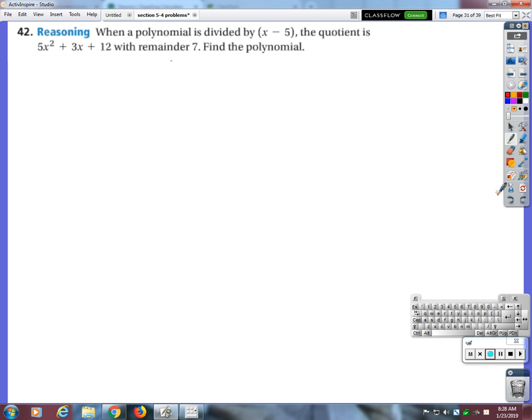No, this is a fun one. I was going to say they're all fun ones, so it's silly for me to say that, but this is an especially entertaining one. So it says when a polynomial is divided by x minus 5, so what goes in the box? 5. It tells you that the answer is 5x squared plus 3x plus 12 with the remainder of 7, and then we have to figure out what the original thing was. Okay? Cat?